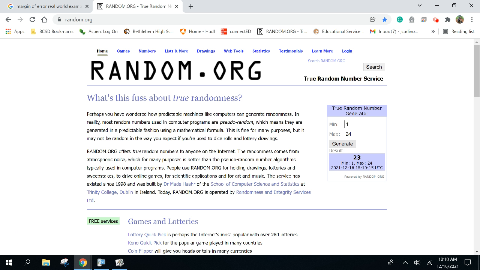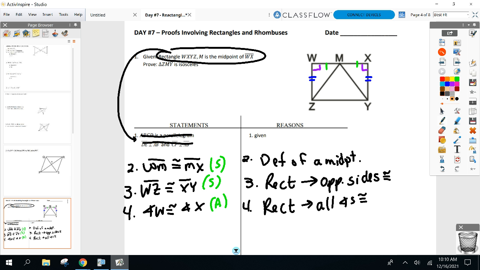Another number I got to remember. Great. 23. There you go. Side angle side, everybody. That's not done with the proof yet, though. Triangle ZWM congruent to YXM.